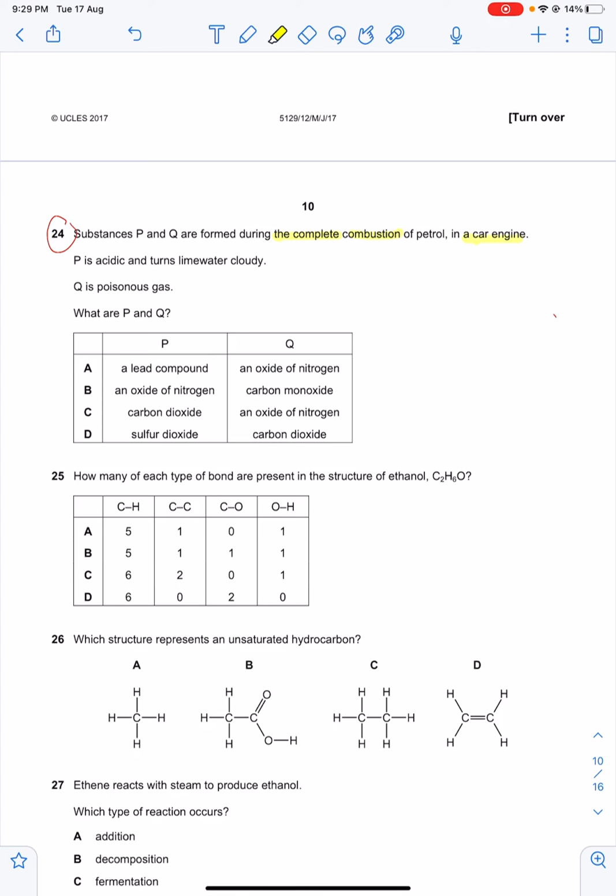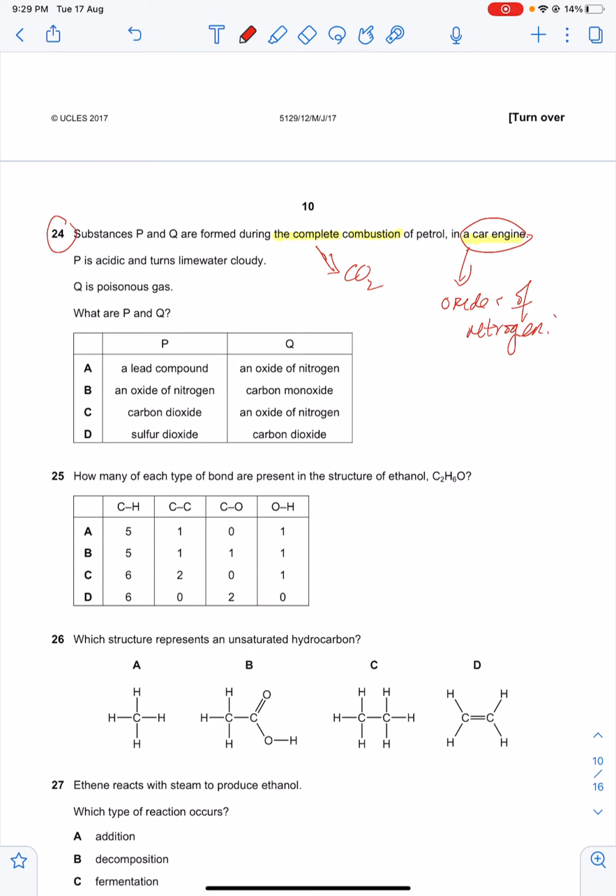But in this question, it's a complete combustion. Complete combustion, if you recall, produces carbon dioxide. And if it's incomplete, it will produce carbon monoxide. And when you see car engine, it usually refers to pollutants, which is the oxide of nitrogen. Now always remember, when it mentions car engine, it usually refers to the oxide of nitrogen, which is under pollutants.